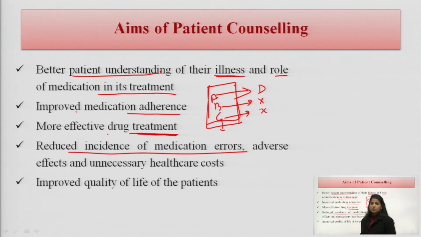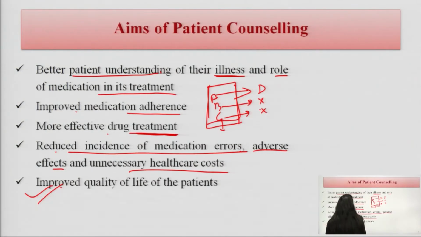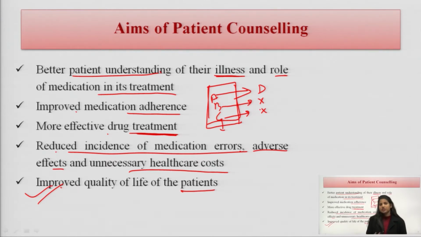I told you, when the pharmacist sees the prescription and tells the patient about it, there will be a reduction in the incidence of medication errors, because pharmacists are also professionals, they are the drug experts. They know very much about adverse drug reactions and adverse effects. Unnecessary healthcare cost will be reduced here, because when there are no medication errors and no adverse drug reactions, the patient will not be hospitalized again. The disease will be treated in a shorter duration. So these are some of the points. And the last aim is improved quality of life of the patient. Ultimately, when these points are followed, the quality of life of the patient will be improved.